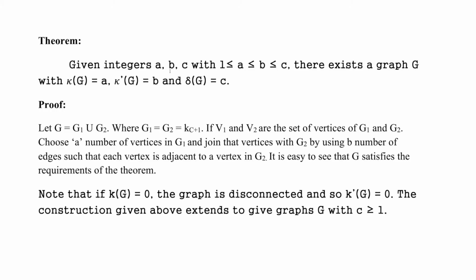Let us see the next theorem. Given integers a, b, c with 1 less than or equal to a, less than or equal to b, less than or equal to c, there exists a graph G with connectivity kappa of G equal to a, kappa dashed of G equal to b, and delta of G equal to c. The significance of this statement is that we can find a graph that satisfies this particular inequality. That is, if the connectivity, the edge connectivity and the minimum degree are given, we can create a graph that satisfies that particular condition.